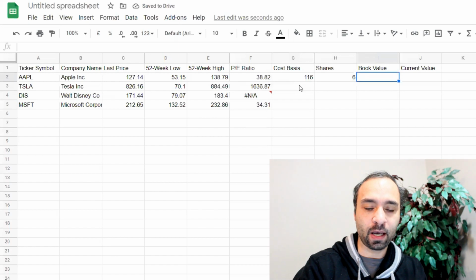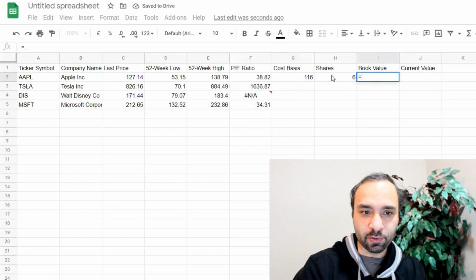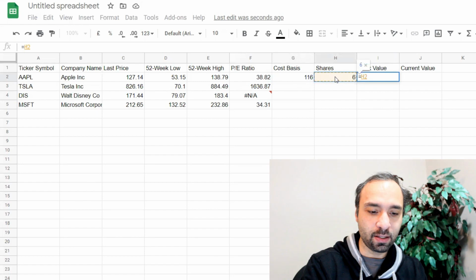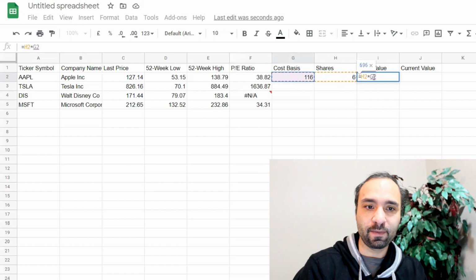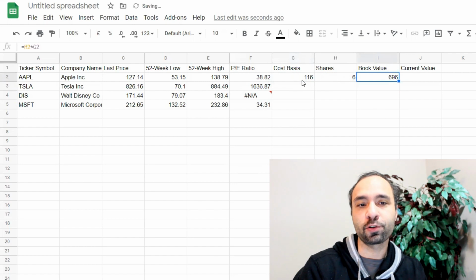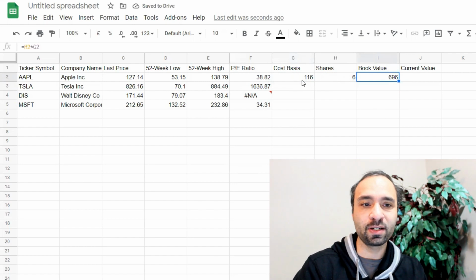So I put equal sign, number of shares, I click on that cell, times or a star sign, the cost basis I paid for. Okay, so this cell, the number of shares, the star sign, the cost basis. That gives me how much I paid for, of course, in that currency, in this case, US dollars, to buy the shares, book value. Well, what is the current value?